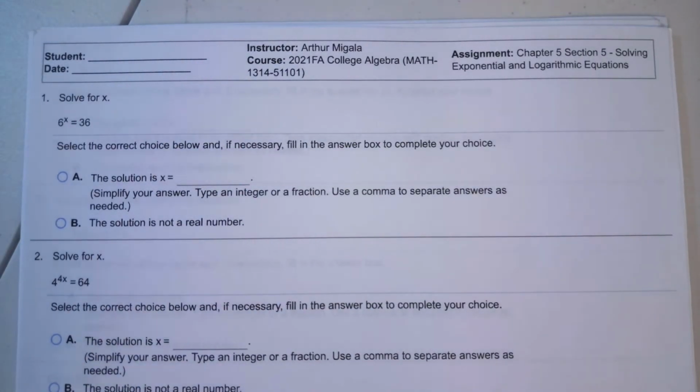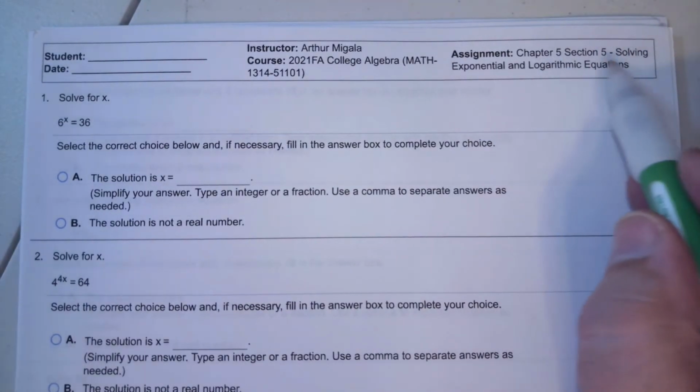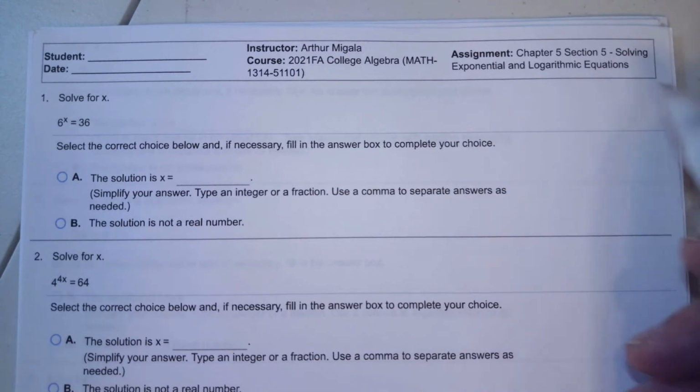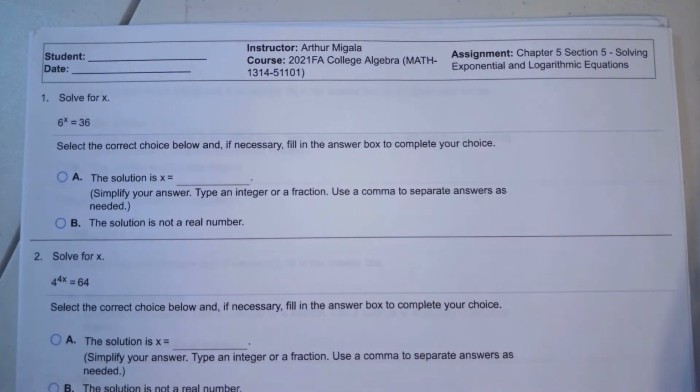Hello everyone, welcome back to Math 1314, more on math. Today we're going to talk about Chapter 5, Section 5, homework problems. This one deals with solving exponential and logarithmic equations.